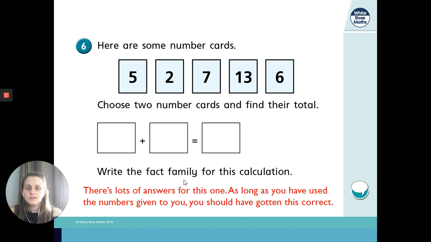So there's lots of answers for this one. As long as you've used the 2 numbers you were given, then you should have gotten this correct, hopefully. So my example would be I might do 7 plus 6 equals 13. So then I would do 6 plus 7 equals 13. I do 13 take away 7 equals 6. 13 take away 6 equals 7, and so on, okay? And just go through all those different combinations.